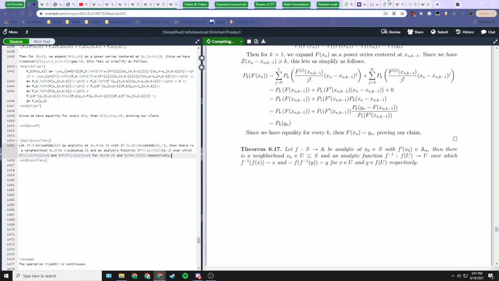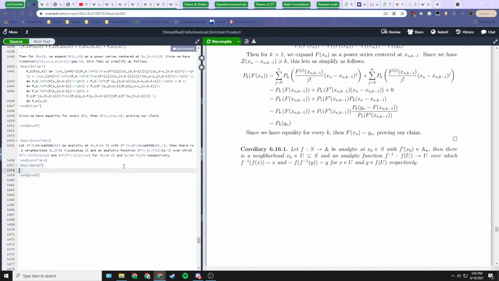Okay, so let f map S to A be analytic at x0 with f prime x0 in A star. Then there is a neighborhood x0 in U subset of S, and an analytic function f inverse mapping f(U) to U, over which f inverse of f of x equals x and f of f inverse y is y for x in U and y in f(U) respectively.